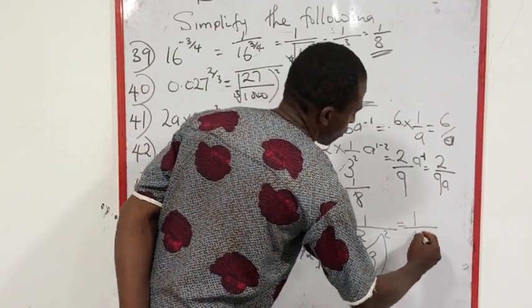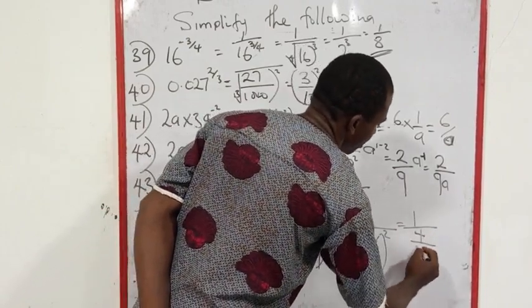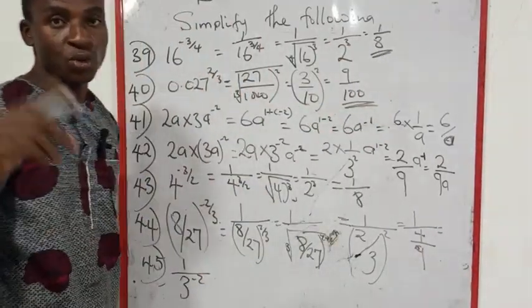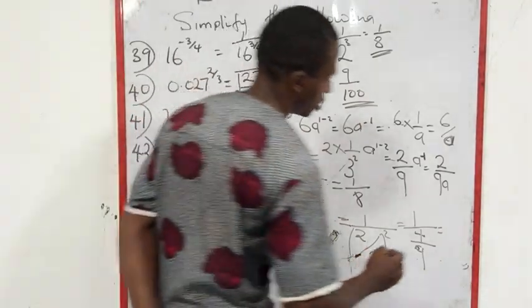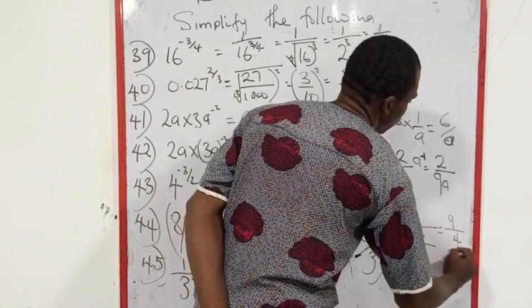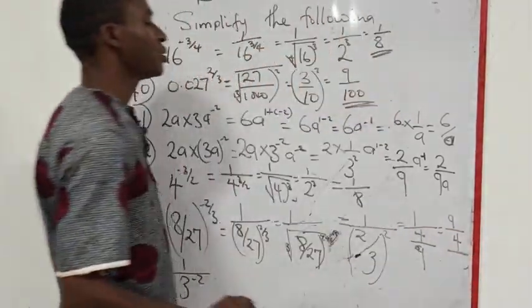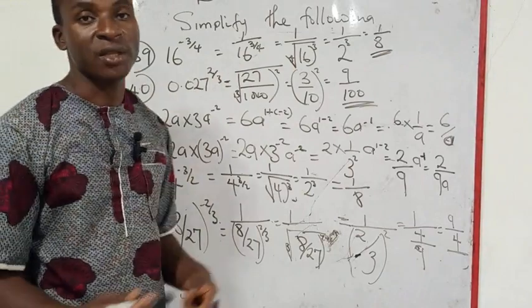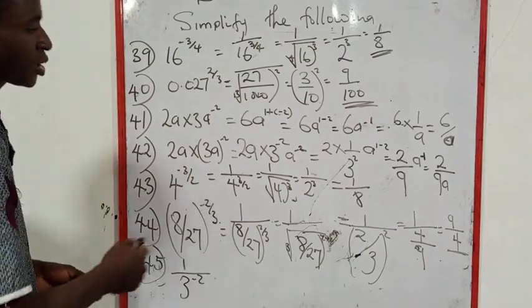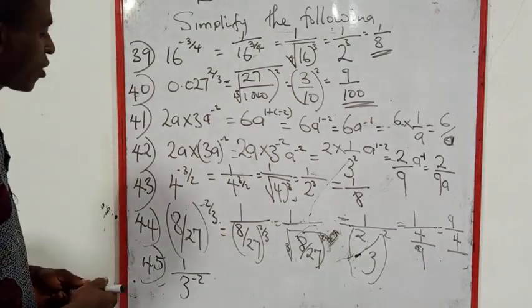1 over 4 over 9. By our inversion principle we have been using in our previous questions, we are going to have 9 over 4 at the end of the day. I have done questions like this over time previously in our examples we've been solving. So this is exactly what happened. Now I have what? 9 over 4.